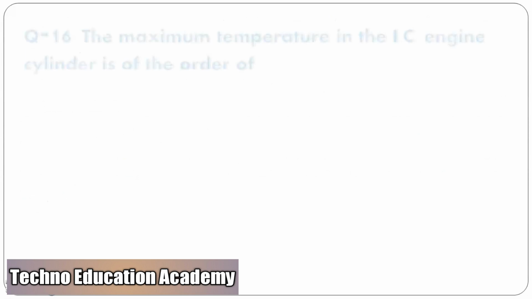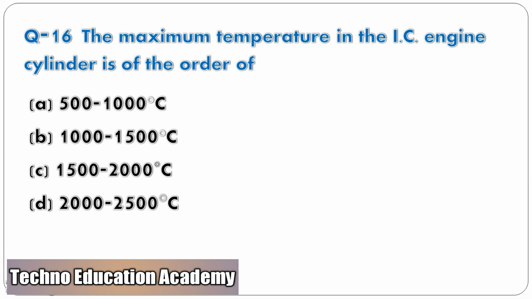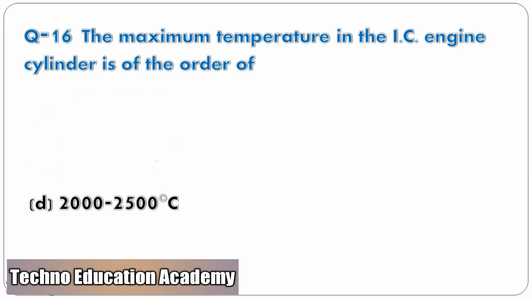Question number 16. The maximum temperature in the IC engine cylinder is of the order of: option A, 500 to 1000 degrees Celsius; option B, 1000 to 1500 degrees Celsius; option C, 1500 to 2000 degrees Celsius; option D, 2000 to 2500 degrees Celsius. So the right answer is option D, 2000 to 2500 degrees Celsius.